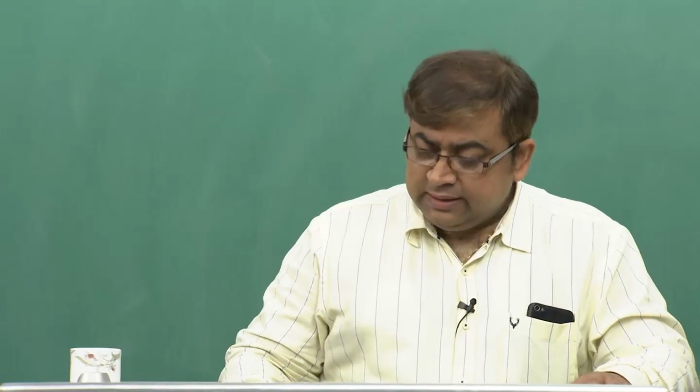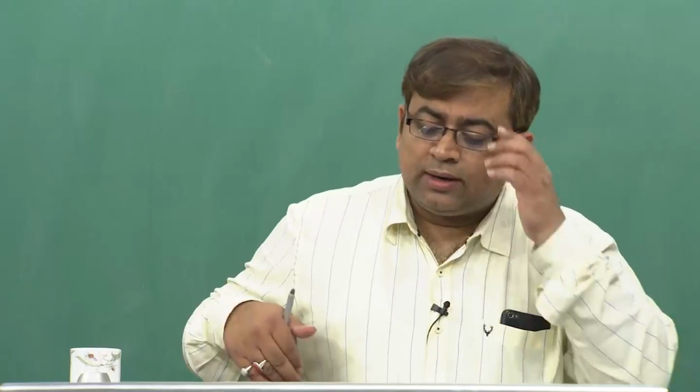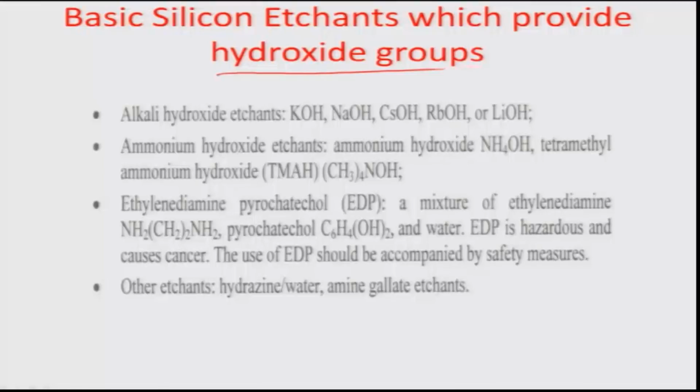So, the following are more or less used for furnishing the hydroxide groups. There are these alkali hydroxide etchants including potassium hydroxide, sodium hydroxide, cesium hydroxide, rubidium hydroxide, lithium hydroxide, and so forth. There are very good ammonium hydroxide etchants. For example, this TMAH, or tetramethyl ammonium hydroxide, is a great etchant to perform anisotropic etching. You have (CH3)4NOH as a structure, or ammonium hydroxide NH4OH also is a reasonably good etchant which furnishes such hydroxyl groups for the electron transfer to take place.